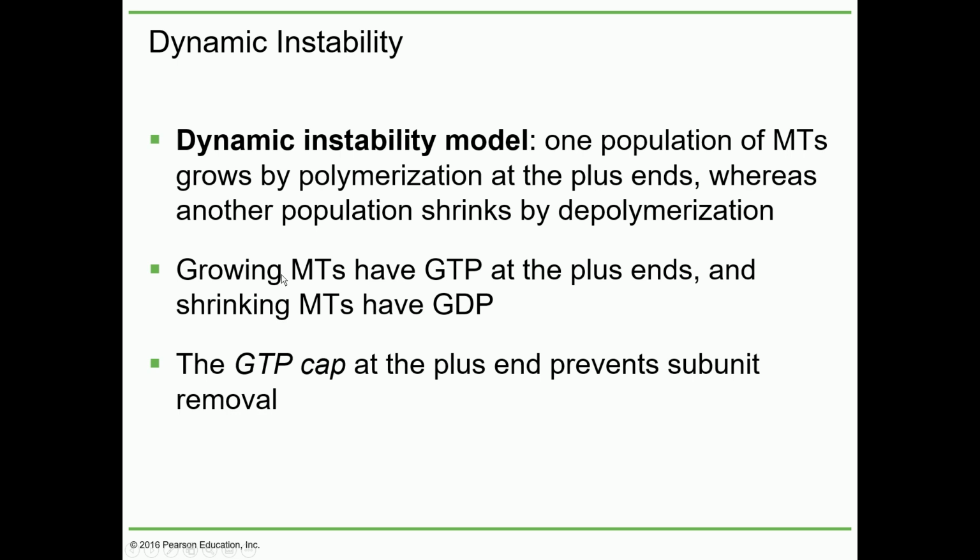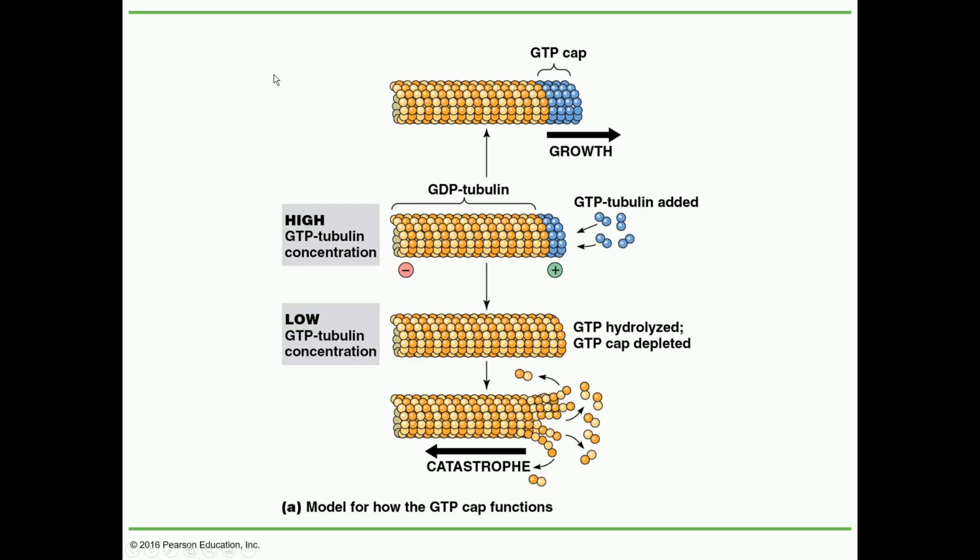So the growing microtubules have GTP at the plus end, and shrinking microtubules have GDP. The GTP cap at the plus end prevents subunit removal. So you can see that this is the growing site, because on this side is the GDP. So this is called the GTP cap.